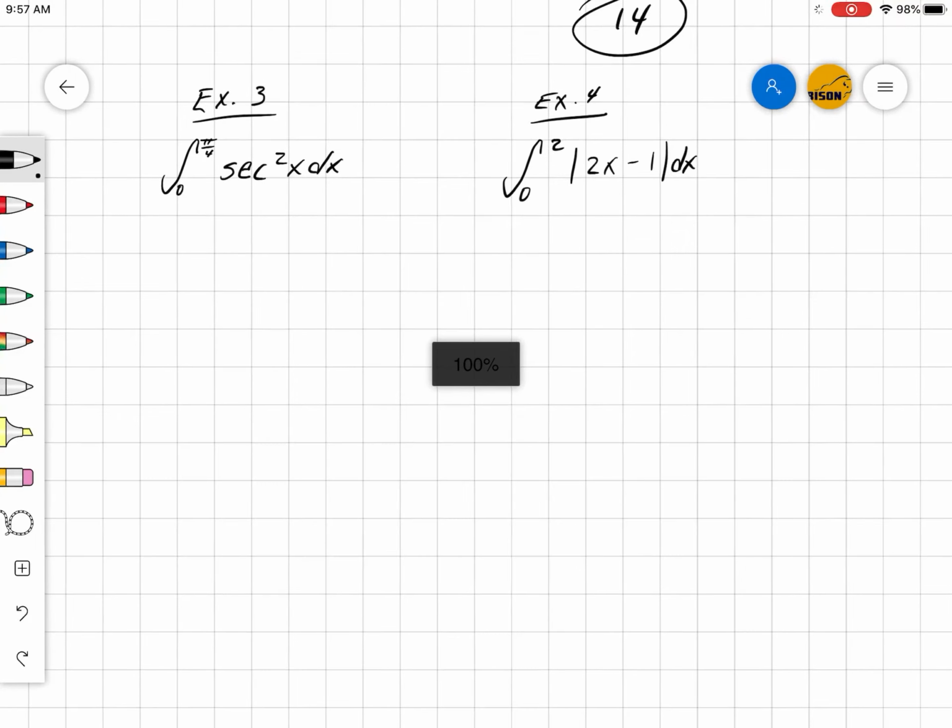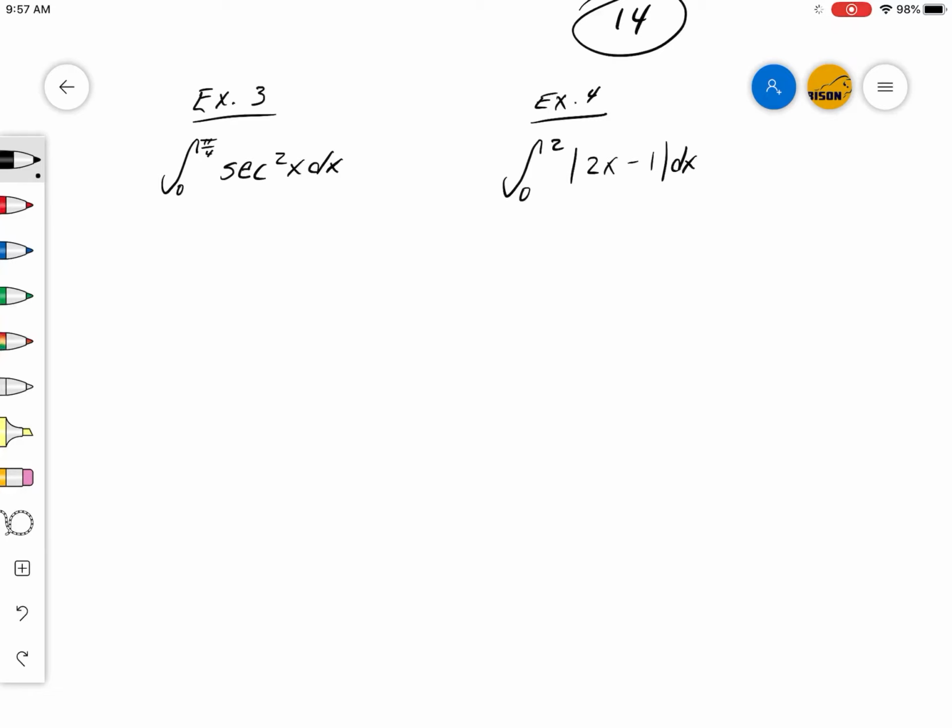All right, so I've got secant squared x dx. Okay, I've got to integrate secant squared x. If you remember back when we talked about the integration rules, there is an integral of secant squared. It's actually tangent, because the derivative of tangent was secant squared. So this one is actually pretty easy because we can just call it tangent.